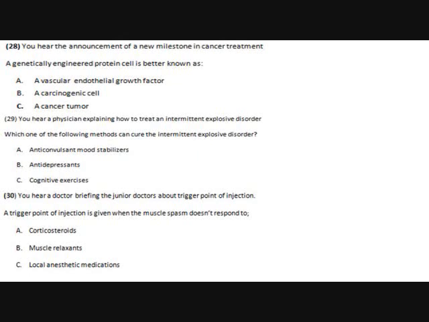Question 29. You hear a physician explaining how to treat an intermittent explosive disorder. Now read the question.